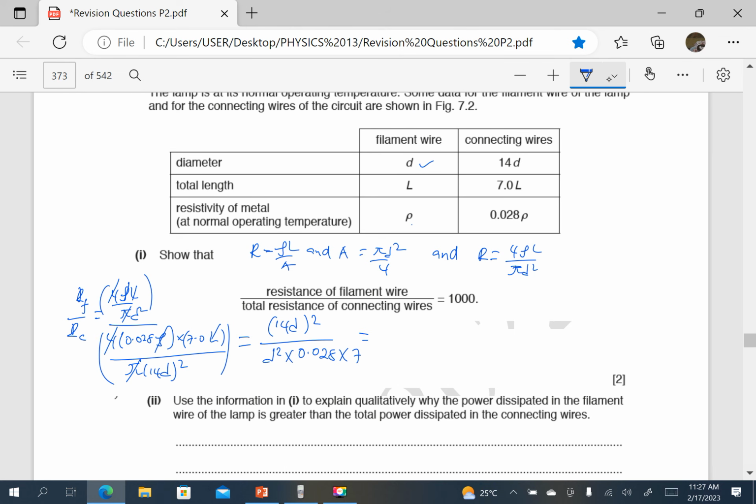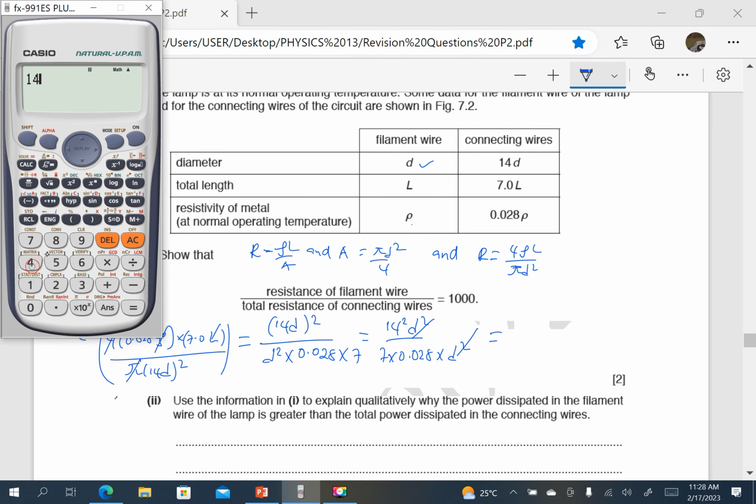So this becomes 14 squared times D squared divided by 7 times 0.028 times D squared. So D squared cancels out. I remain with 14 squared divided by 7 times 0.028, which is 1000.